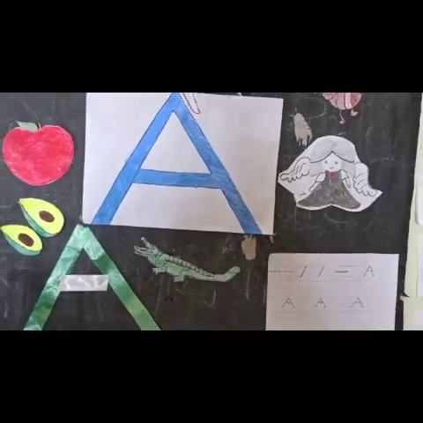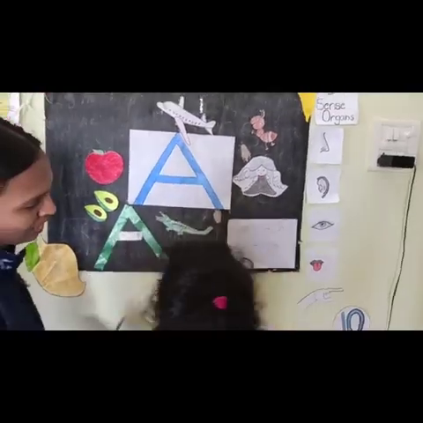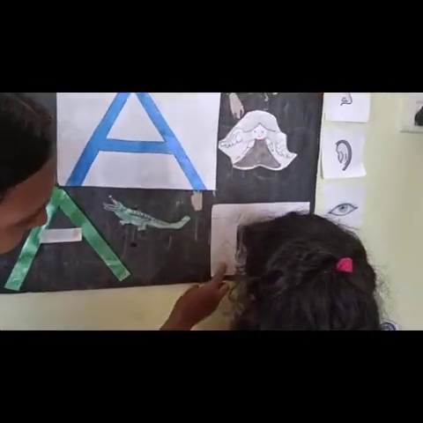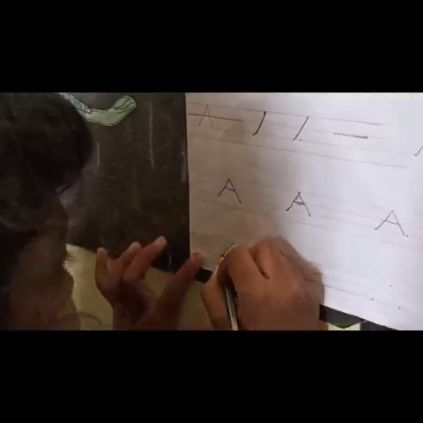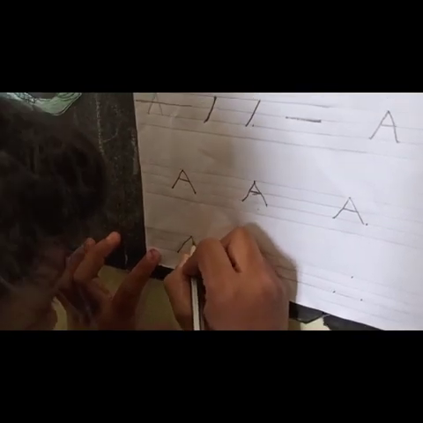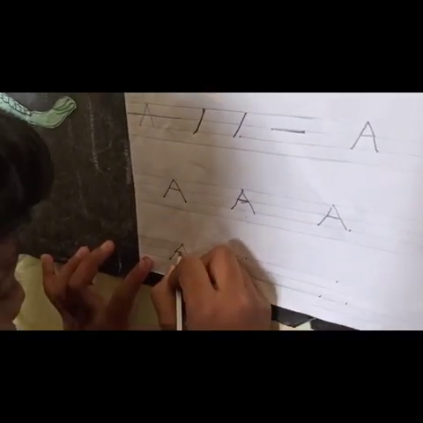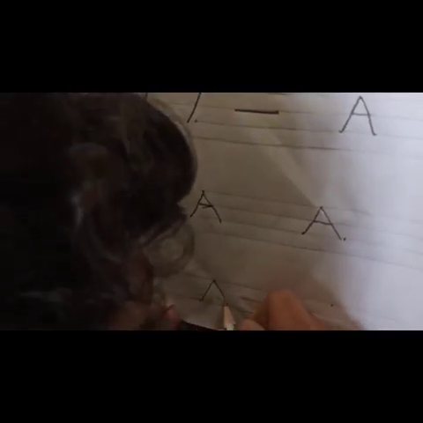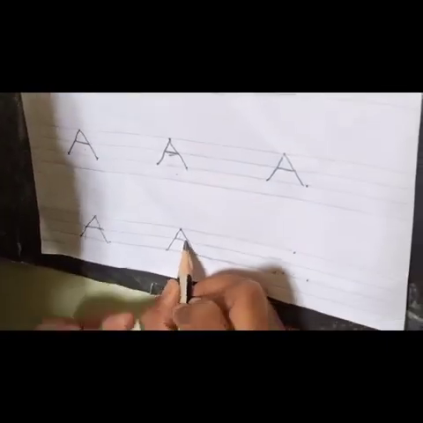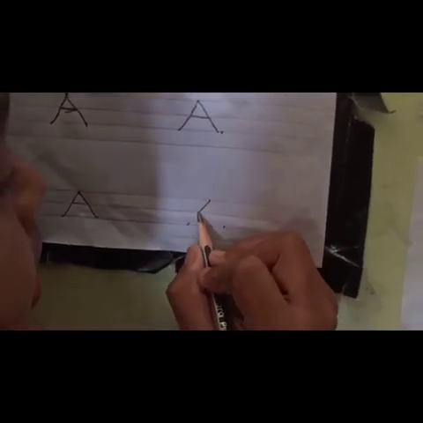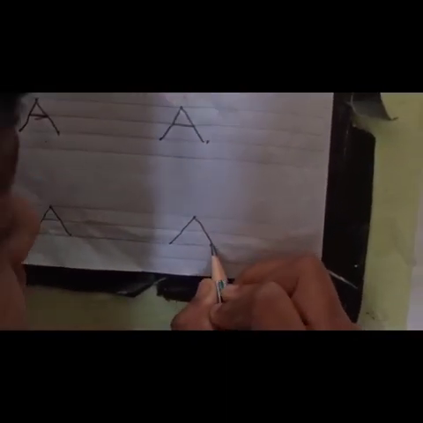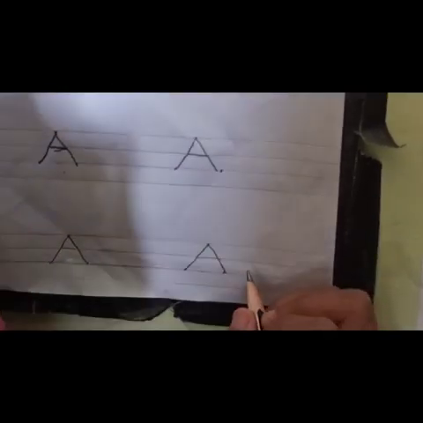Sharon, Yasvika, come once. Write on that. Slanting line from up to down. Slanting line, and sleeping line. What is this? A. Slanting line, sleeping line. A. What is that? A. Slanting line. Slanting line. Sleeping line.